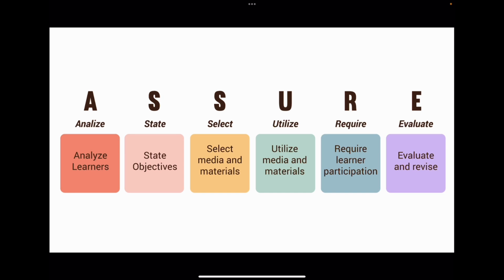And then the second is state objectives, because objectives determine the design. Select the media and the materials. I'll be talking about how you select media and materials. There are principles that can help you in that direction. And then utilize media and materials in the right way depending on the platform that you have. And then require learner participation. The learners must participate in the process so that you can get the feedback that you require to enable you revise your approach next time. And then obviously there is an issue of evaluating and revising all the time so that you are not continuing to implement something that is not working.